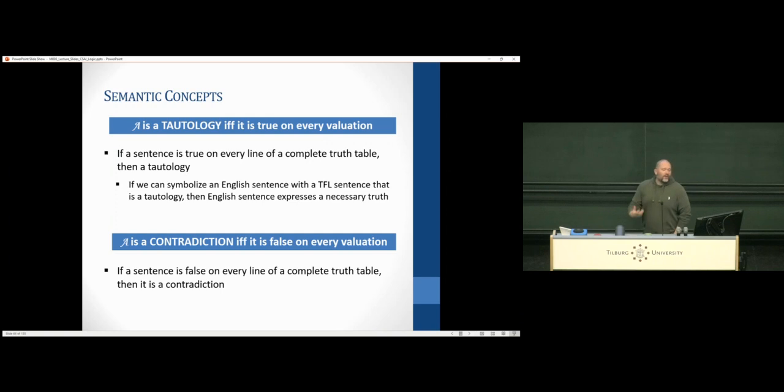The flip side, we can say that a TFL sentence A is a contradiction if and only if it's false on every valuation. And we all know what notion this is mapping, right? This is the TFL-centric notion of a necessary falsehood. It's a sentence that is always false, purely in virtue of its structure. We're not going to have a definition, but we can also very easily understand what would be the TFL equivalent of a contingency.